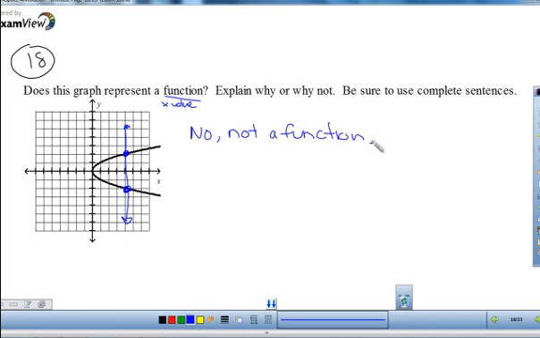And then you would have to write a complete sentence of why this is not a function. Either it does not pass the vertical line test, the x value happens twice, so it needs to be a complete sentence.